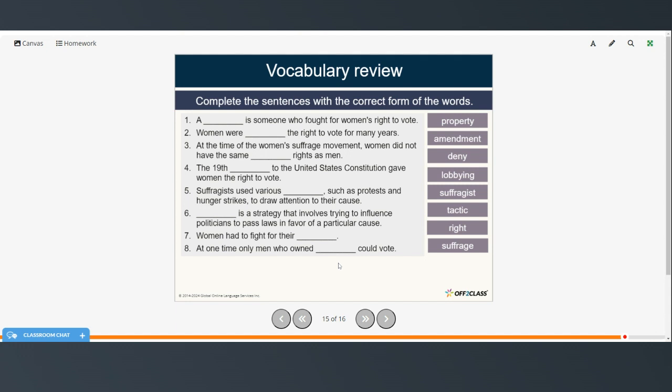All right, so we're going to review the vocabulary. So go ahead and see if you can fill in the blanks with the words from the boxes, and then restart the video when you're ready to continue.